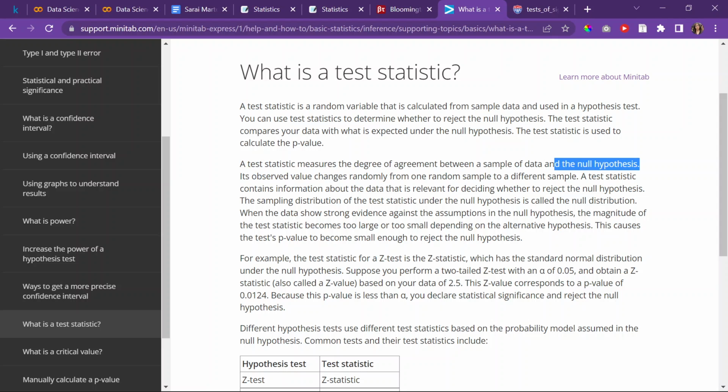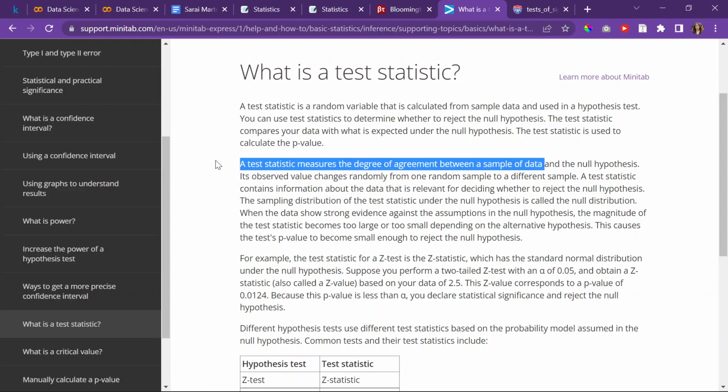Okay, I understand how to get the p-value, but what is it in itself? Like, what in the world is it? It just says a test statistic measures the degree of agreement between a sample of data and null hypotheses. What does that mean? I understand that we use it for a p-value, and I definitely understand how to interpret the p-value, but what is a test statistic?